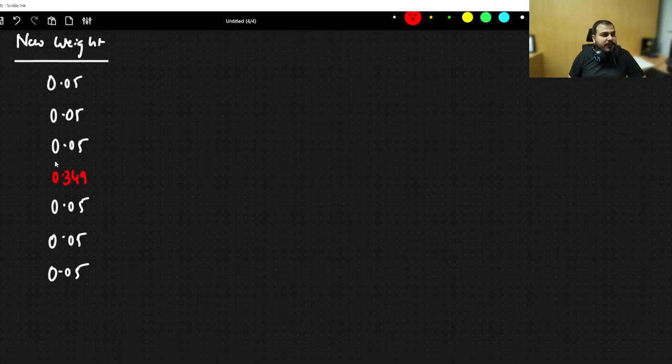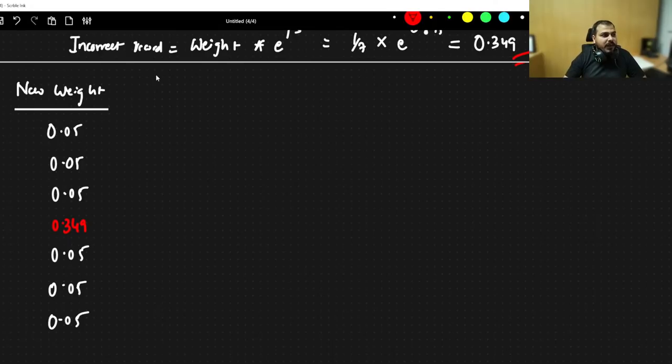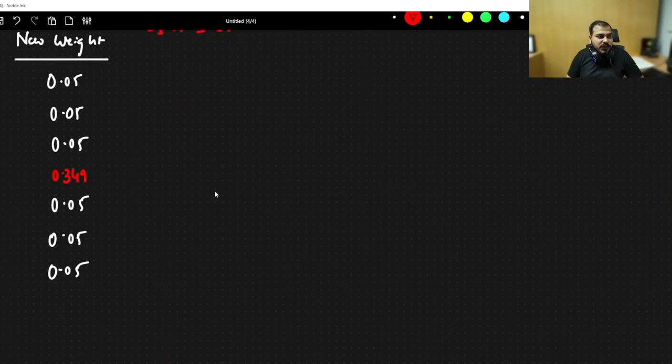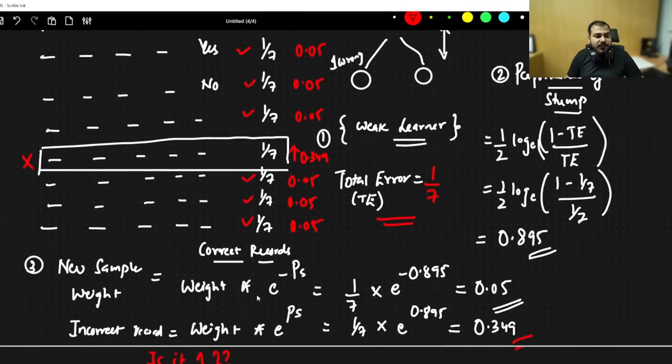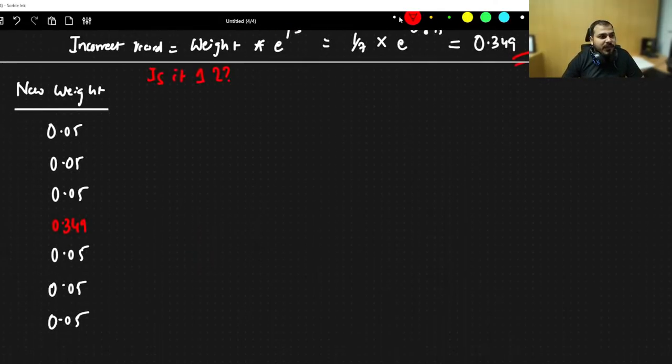Now tell me, guys, if I do the summation of all these weights, is the summation 1? Probably no. I don't think it is 1, because if I add it up, it is not 1. But if I look over here, these all are 1. So here I need to find out my normalized weight.